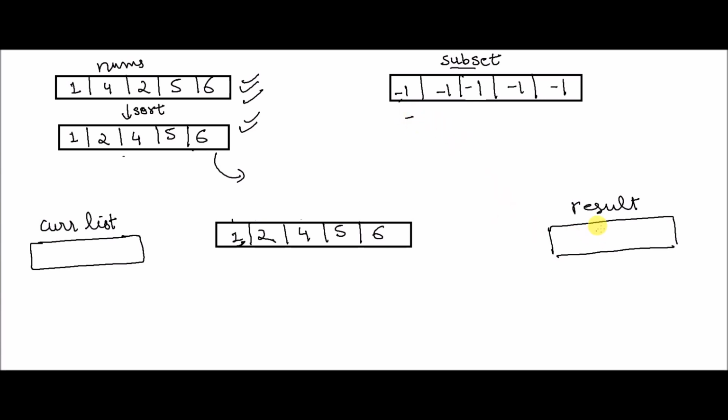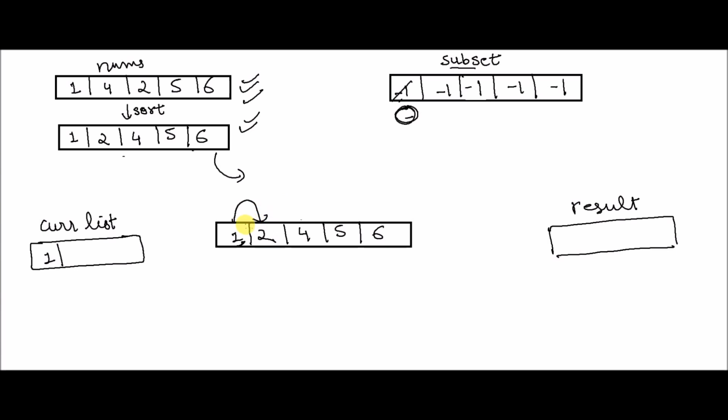This result will store the list that we have to return finally, and this current list will be our current list, according to its name. So let's start from the first element. 1 is initially not visited and it is not a part of any subset, so that is why the value is -1 initially. So we will start from 1, add 1 in the current list, and make a recursive call to the next element. Also make this value 0 because 1 is visited now.